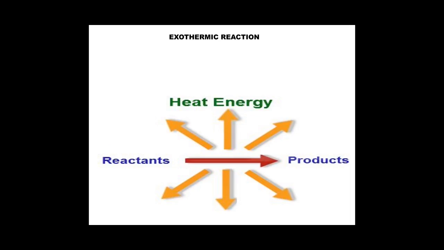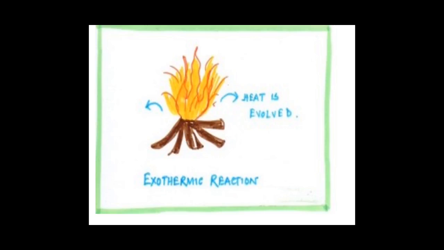Next, exothermic reaction. During an exothermic reaction, substances react and they form products. Along with the products, they liberate some heat energy. In an endothermic process, reactants absorb heat energy and form products. But in an exothermic reaction, during the chemical process, the heat energy will be liberated from the system. Heat is evolved during the process. That is an exothermic reaction.